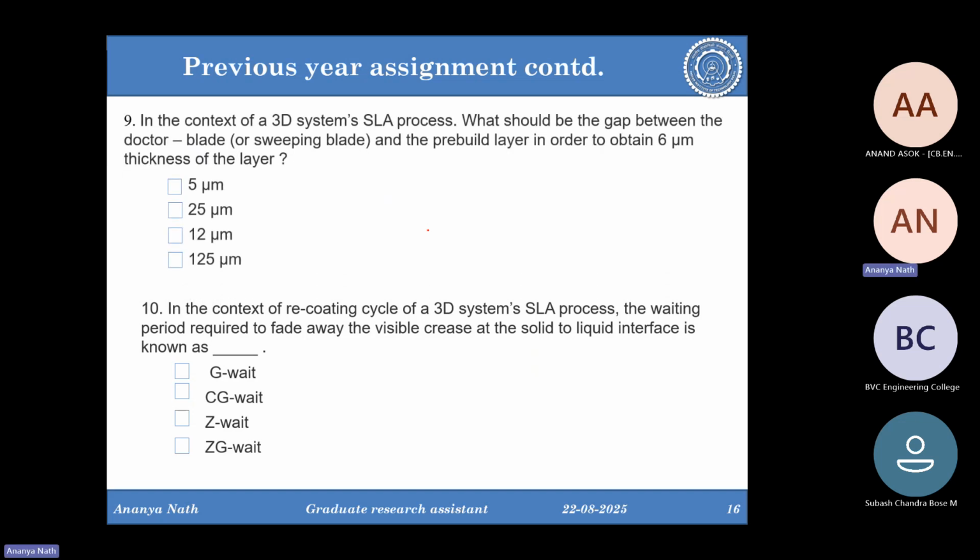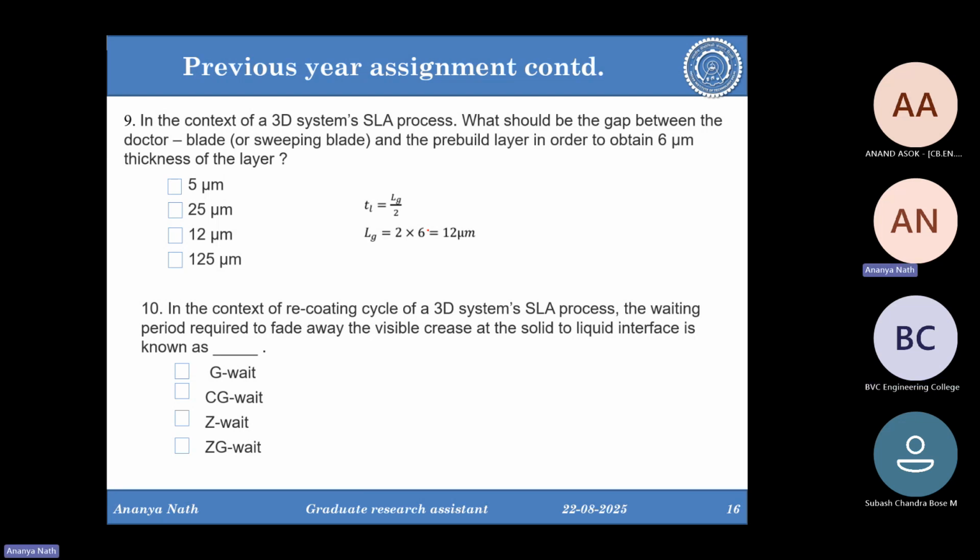Next is, in the context of 3D Systems SLA, what should be the gap between the doctor blade and pre-built? So we have already discussed this question. Can you solve it and tell me the answer? You have noted down the formula already, I believe. It is by 2, no? Yeah, by 2. Then it should be 6 by 2.